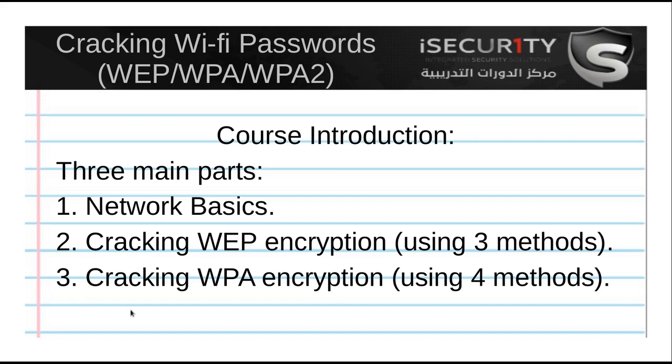After we do that, we're going to move to WPA. We're going to again understand how WPA works and what's the difference between WEP and WPA, and what's the weakness in WPA that allows us to crack this encryption. WPA and WPA2 are similar. They can be cracked using the same methods. We're going to talk about this in more detail once we move to that part. And again, we're going to talk about four methods to crack WPA, going from slow to quicker methods of cracking it.